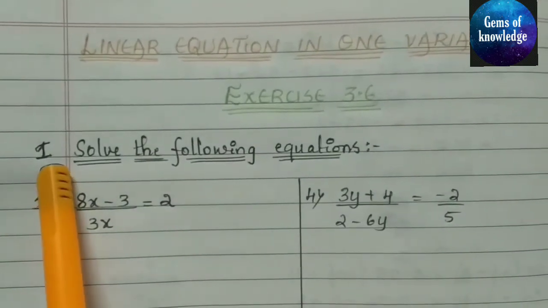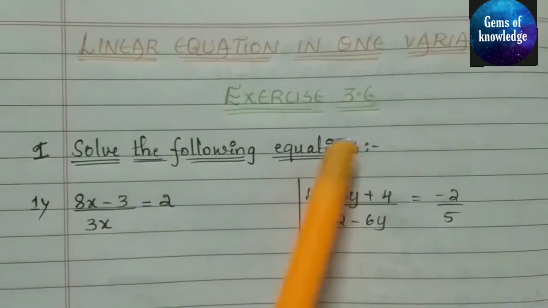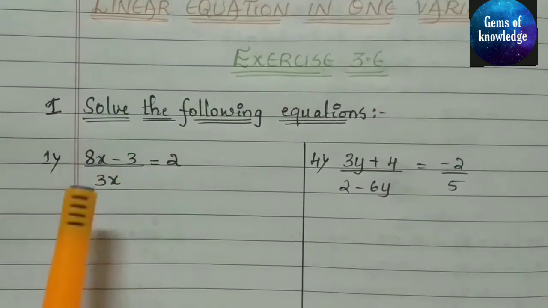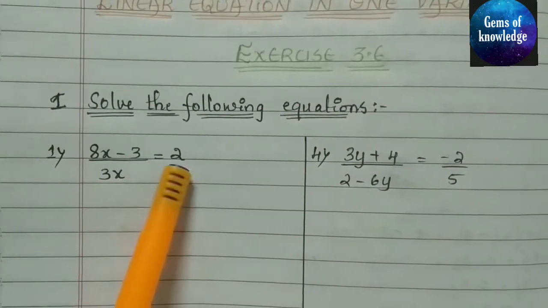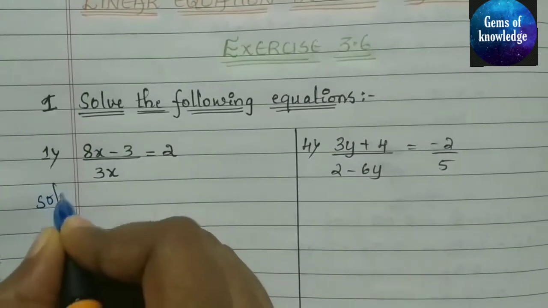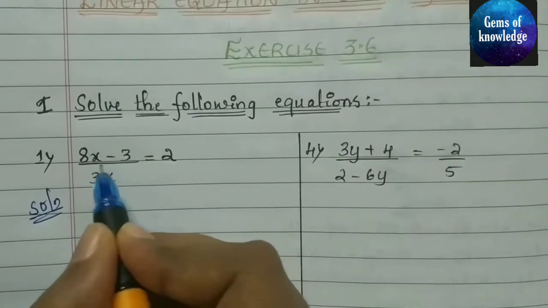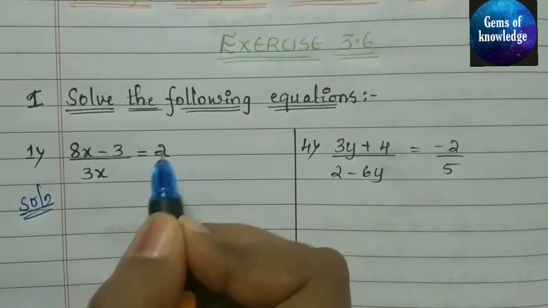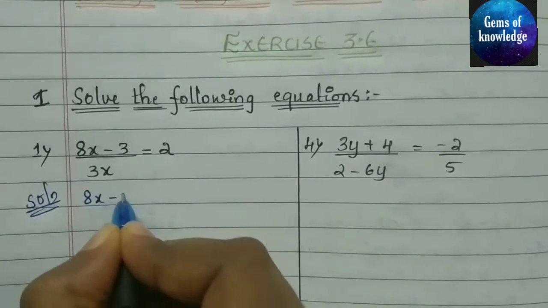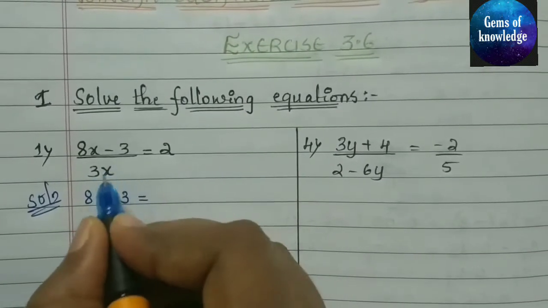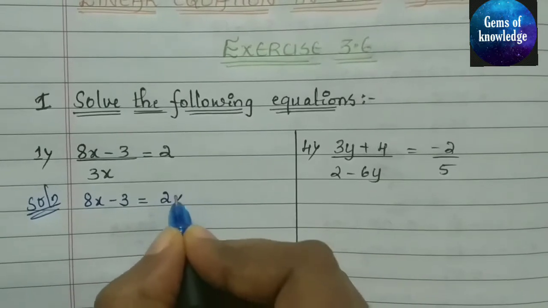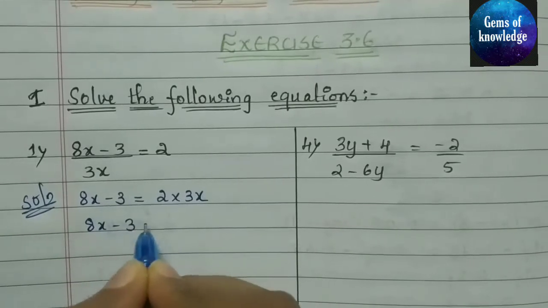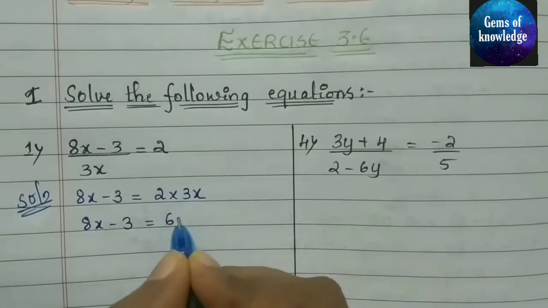Here the first question is: solve the following equation. The first one is (8x minus 3) divided by 3x equals 2. Let us solve this. The denominator is 3x, so we take it to the right side. 8x minus 3 stays as it is, which equals 2 into 3x. So 8x minus 3 equals 2 3s are 6, and x, that is 6x.